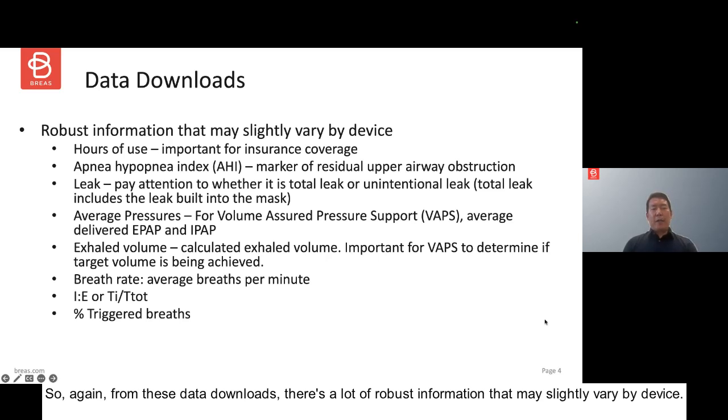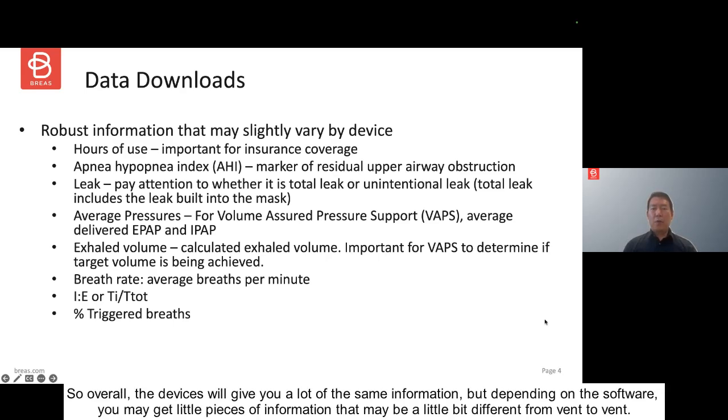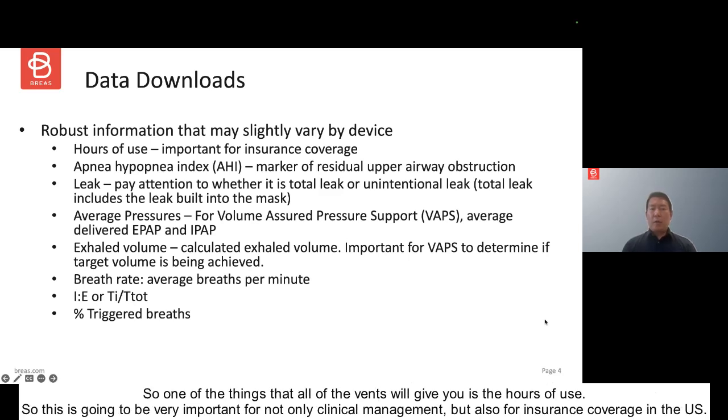So again, from these data downloads, there's a lot of robust information that may slightly vary by device. So overall, the devices will give you a lot of the same information, but depending on the software, you may get little pieces of information that may be a little bit different from vent to vent. So one of the things that all of the vents will give you is the hours of use. So this is going to be very important for not only clinical management, but also for insurance coverage.